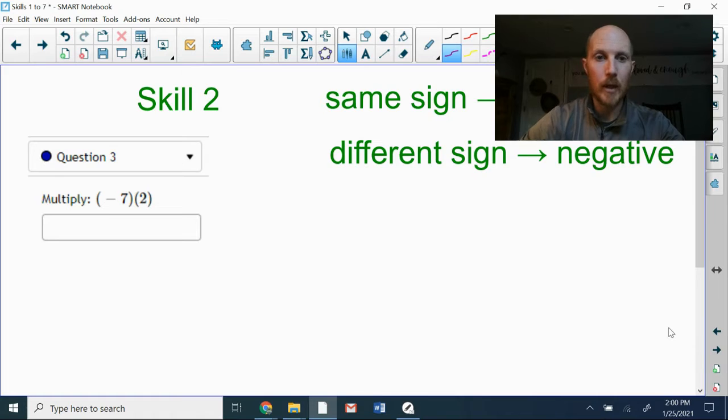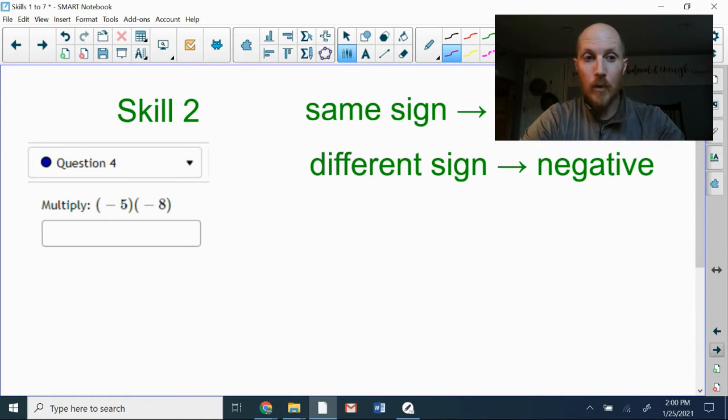All right, question 3. So now I'm multiplying. So I'm going to, first of all, look at the signs. I got a negative multiplied by a positive. So the signs are different. So I'm going to have a negative answer. Now I'm going to look at the numbers. 7 times 2 is 14. So my answer will be -14.